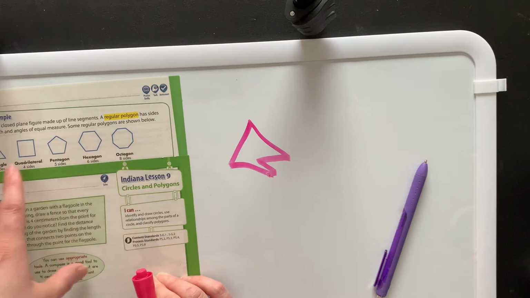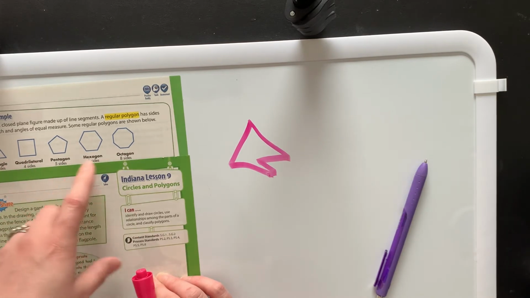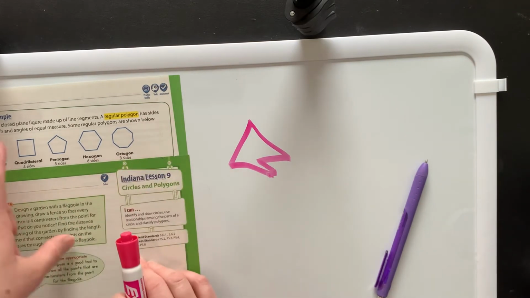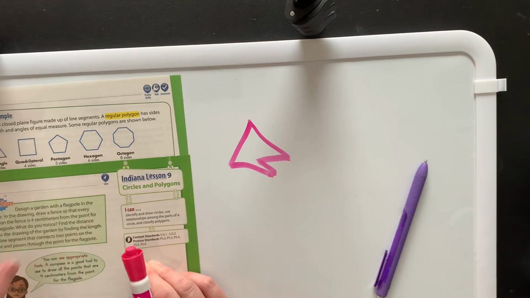Regular polygons are like an equilateral triangle, a square, the pentagon, the hexagon, and the octagon. So you're familiar with that. That's a regular polygon: same side lengths and same angle measurements.